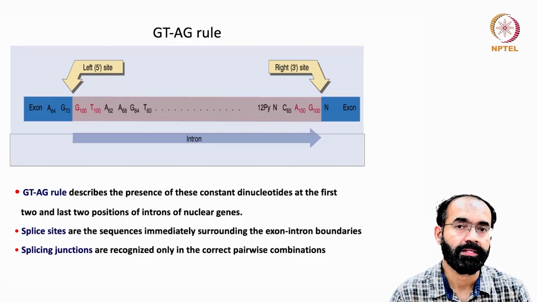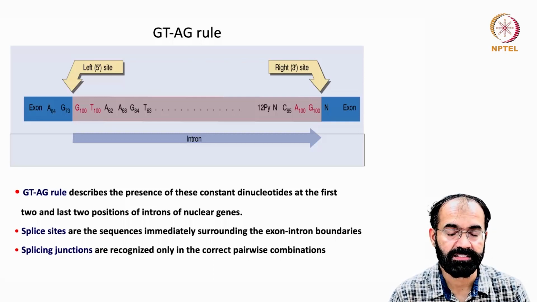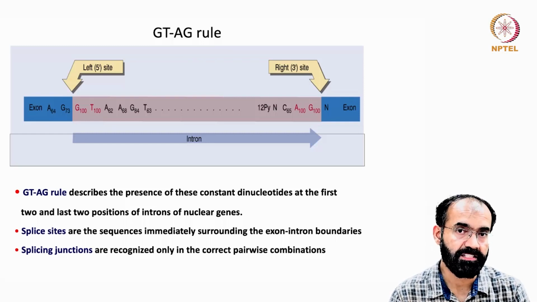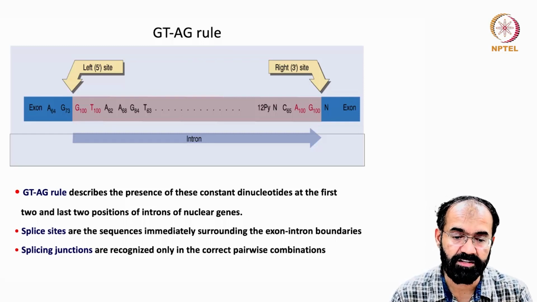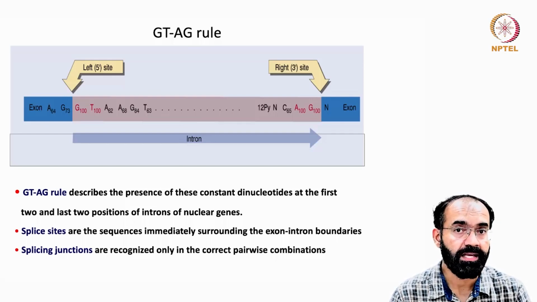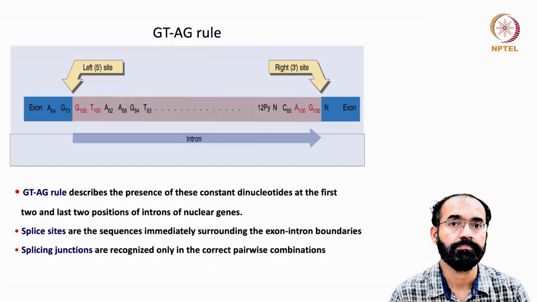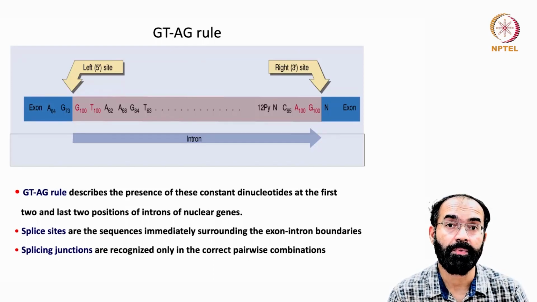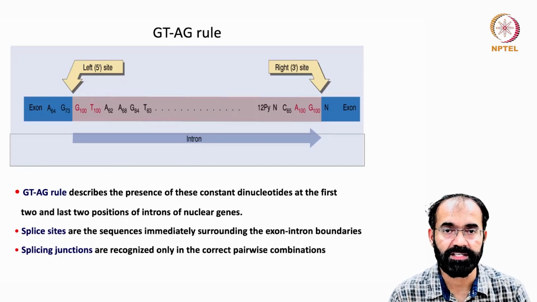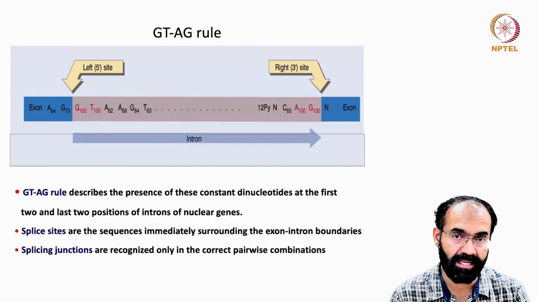But remember, as I told you in the previous class, the branch point A is the one which participates in the first trans-esterification reaction onto the 3' end of the first exon, or the 3' end of the 5' exon. So 5' is a relative term which we are using. 5' basically means, when you are looking at the screen, towards the left, the extreme end of the exon. The first trans-esterification reaction is initiated by the A.